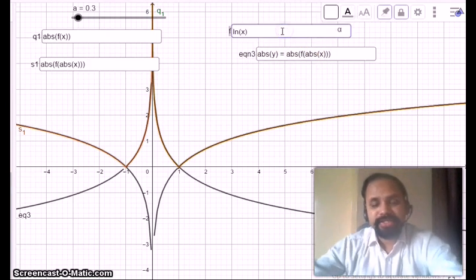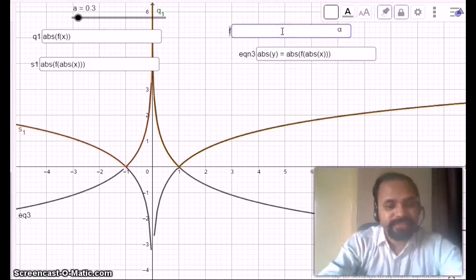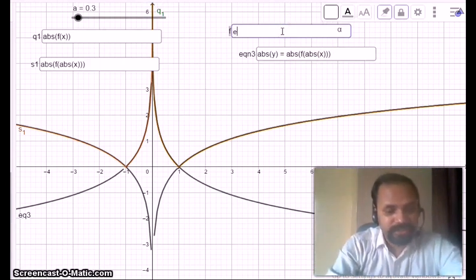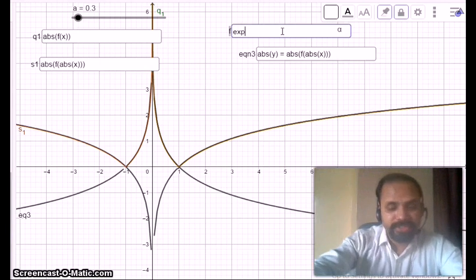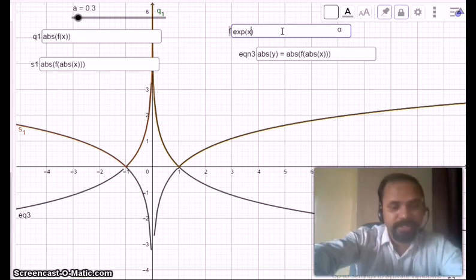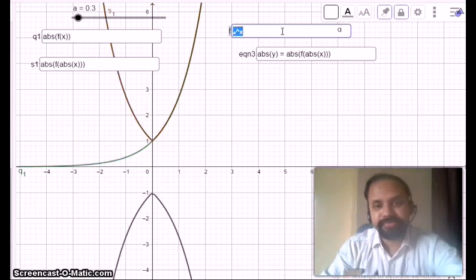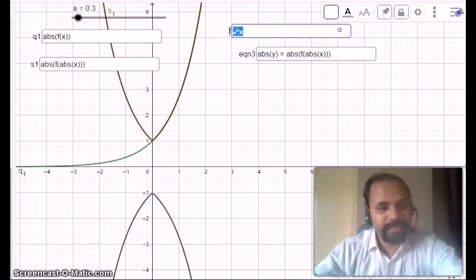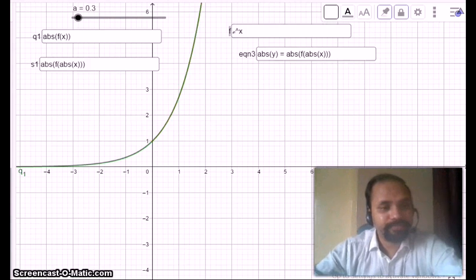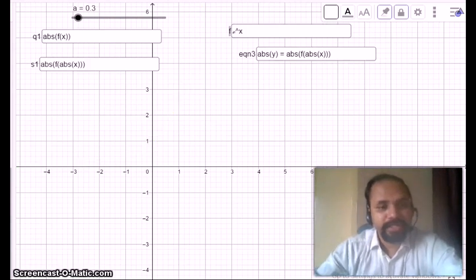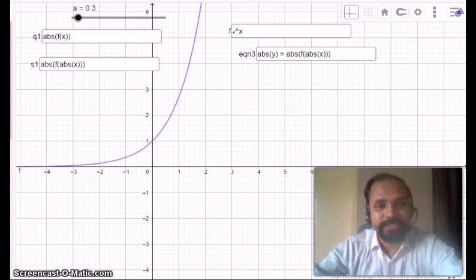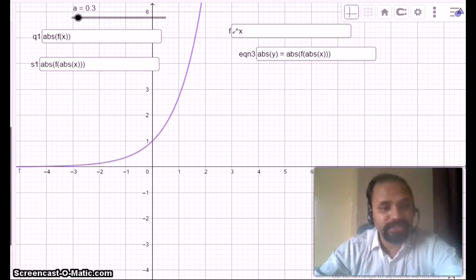Okay, if we change the function, let us change to the exponential function, exponential function of x. Then see, simple. Again, if we go one by one, first the graph of this is the exponential function, then we have to draw the graph of mod of the exponential function.